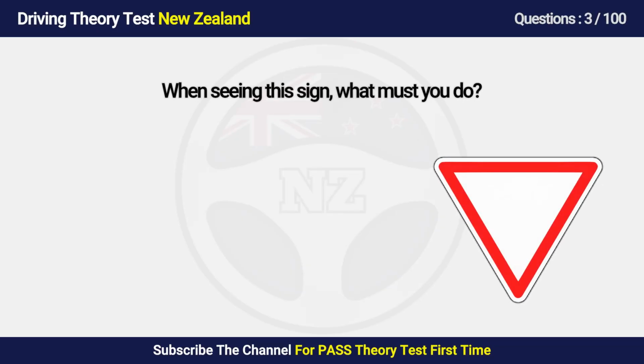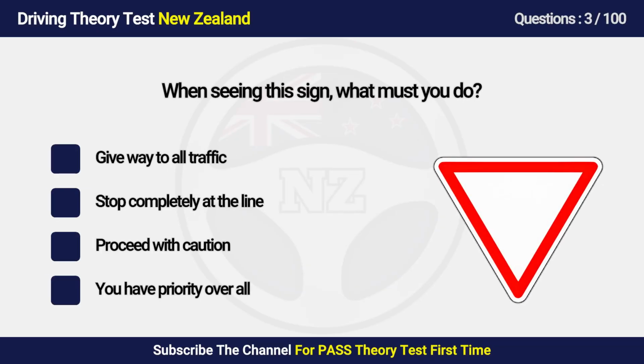Question 3. When seeing this sign, what must you do? A. Give way to all traffic. B. Stop completely at the line. C. Proceed with caution. D. You have priority over all.